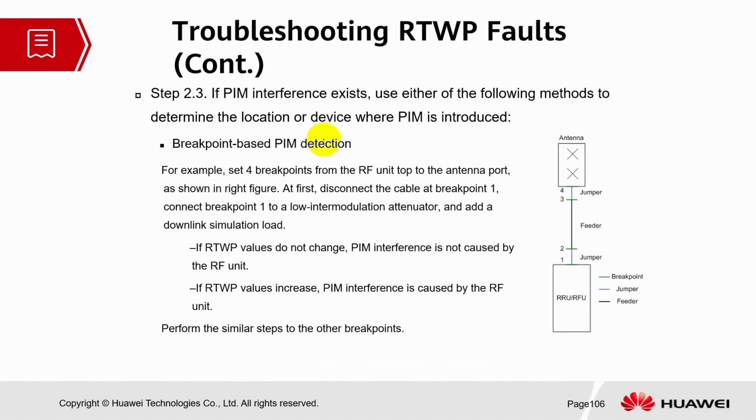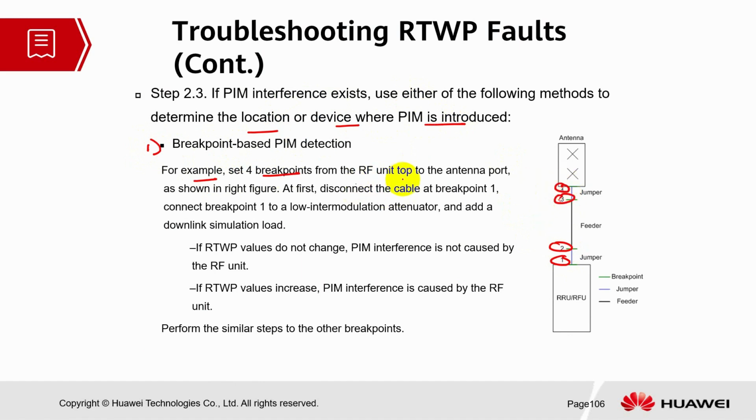So if the PIM interference exists, use either of the following methods to determine the location or device where the PIM is introduced. One is the breakpoint-based PIM. For example, you set 4 breakpoints: 1, 2, 3, and 4.